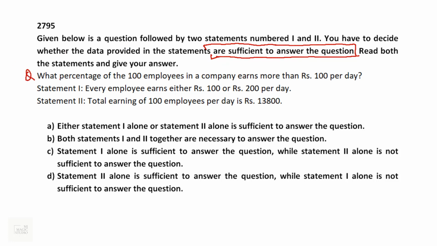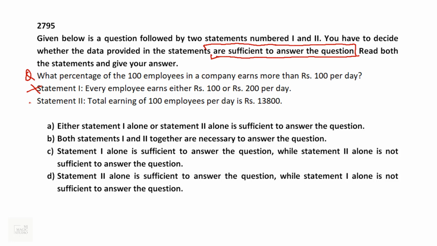Now this is the question. What percentage of 100 employees in a company earns more than rupees 100 per day? First statement says every employee earns either rupees 100 or rupees 200 per day. But this statement doesn't give us any clue how many out of 100 employees are earning rupees 100 and how many are earning rupees 200. That means statement 1 alone is not sufficient to answer the question.